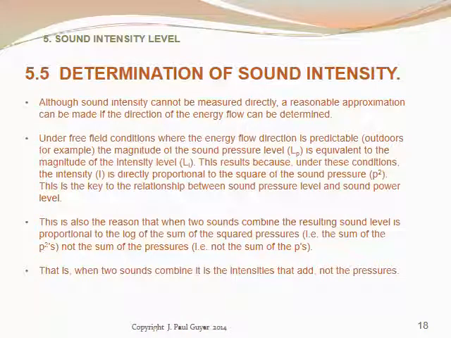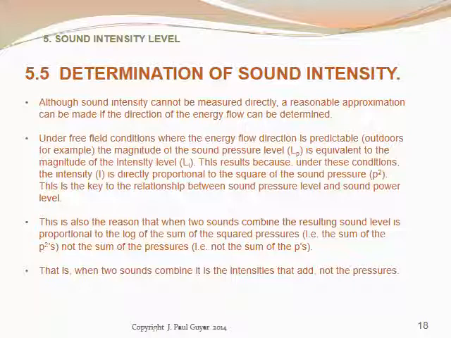Although sound intensity cannot be measured directly, a reasonable approximation can be made if the direction of the energy flow can be determined. Under free field conditions where the energy flow direction is predictable, outdoors for example, the magnitude of the sound pressure level L sub P is equivalent to the magnitude of the intensity level L sub I. This results because under these conditions the intensity I is directly proportional to the square of the sound pressure, P squared. This is the key to the relationship between sound pressure level and sound power level.